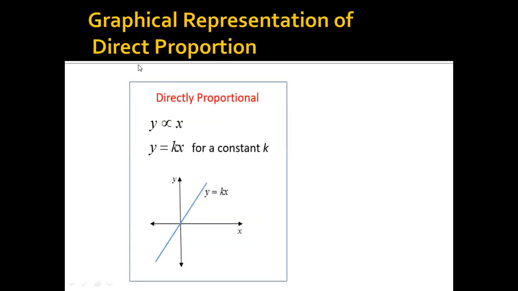Graphical representation of direct proportion. When two quantities y and x are directly proportional, we represent it mathematically using the equation y = kx for a constant k. Now, you can see that when two quantities are directly proportional, their graph is a straight line which passes through the origin.